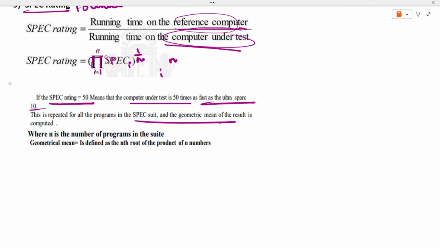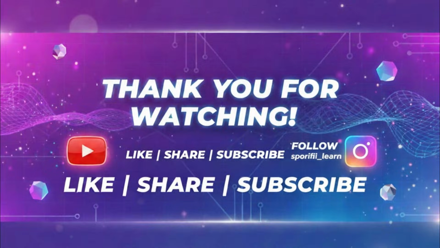So the value of this will be computed geometrically, where n is the number of programs and the geometric mean is the nth root of the product of n numbers, however many numbers you have taken. I hope you understood this module clearly. It's all about the theory part. You can study easily and score maximum marks.